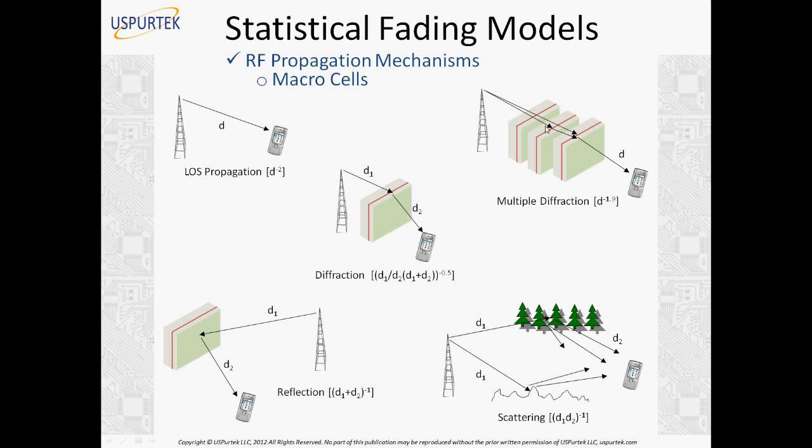In multiple diffraction, you have multiple rows of buildings, which is quite a common situation in any metroplex. There you could have multiple diffracted signals, and here the behavior is d exponent minus 1.9, where d is the distance from the edge of the nearest building to the handset. And you could have a reflection too, a reflected signal traveling a distance d1 from the cell tower to the face of the building, and then a distance d2 to the handset. In this case, the signal power decays with a negative exponent again, minus 1, but of the sum of distances d1 plus d2.